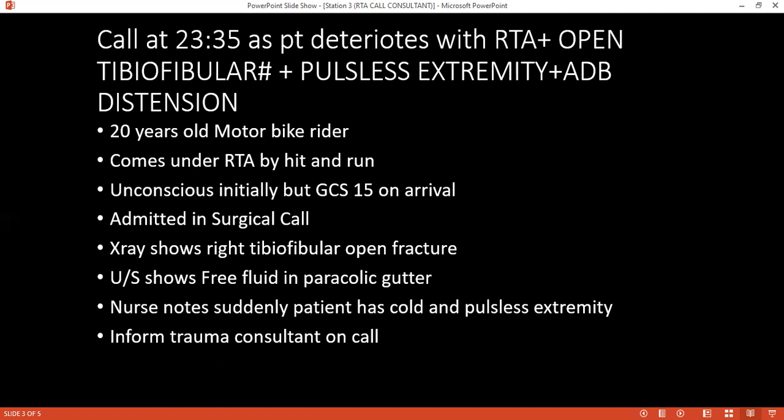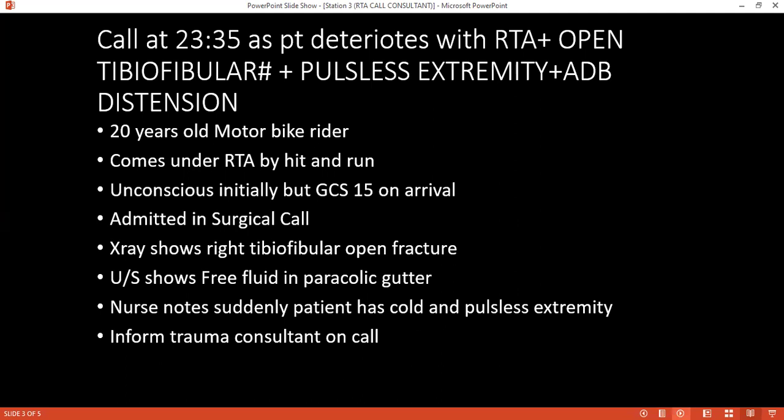What's the investigation for the patient? We did a blood test. Most of the blood tests are normal. Only the CRP is a bit high, C-reactive protein. So the patient now has fractures and is pulseless. At what classification of NCEPOD is the patient now? Now we can see the patient has a pulseless limb and open tibia fibula fracture.